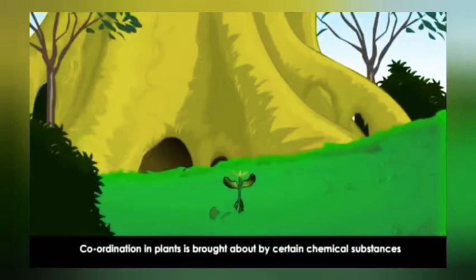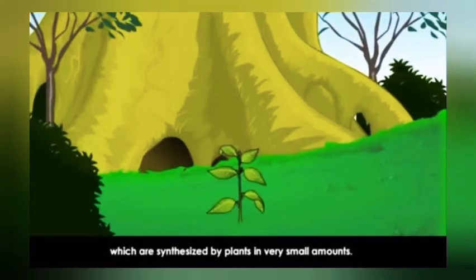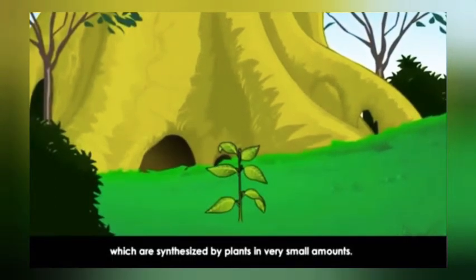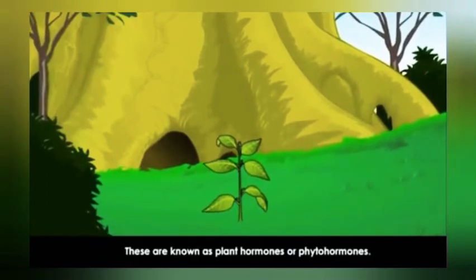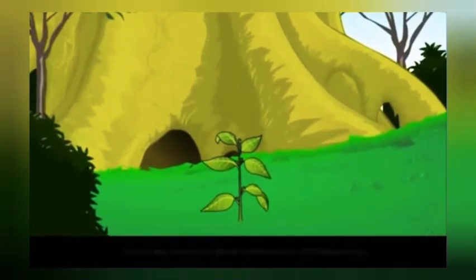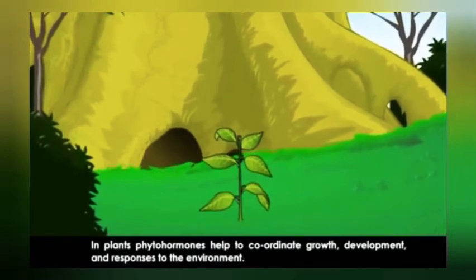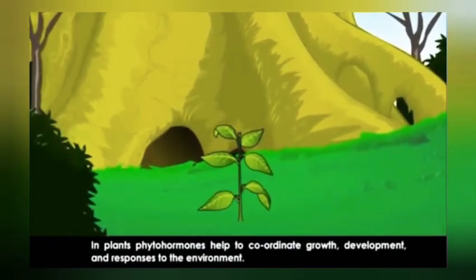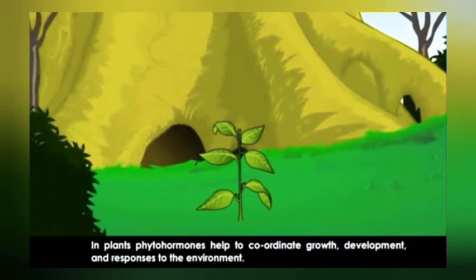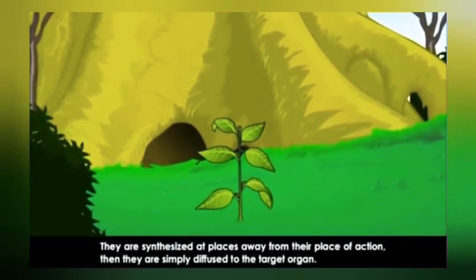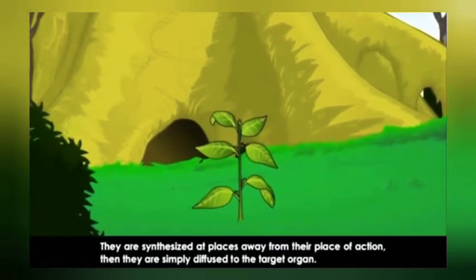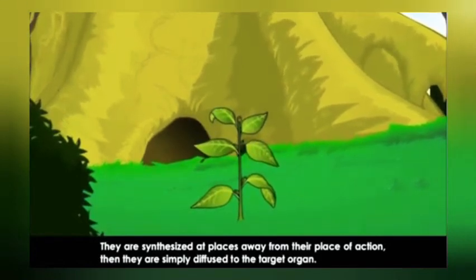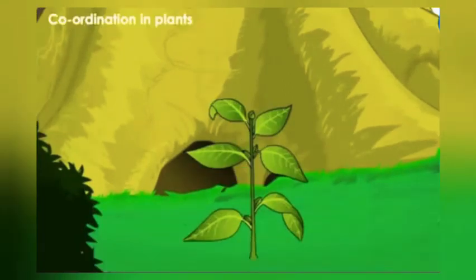Coordination in plants is brought about by certain chemical substances which are synthesized by plants in very small amounts. These are known as plant hormones or phytohormones. In plants, phytohormones help to coordinate growth, development, and responses to the environment. They are synthesized at places away from their place of action. Then they are simply diffused to the target organ.